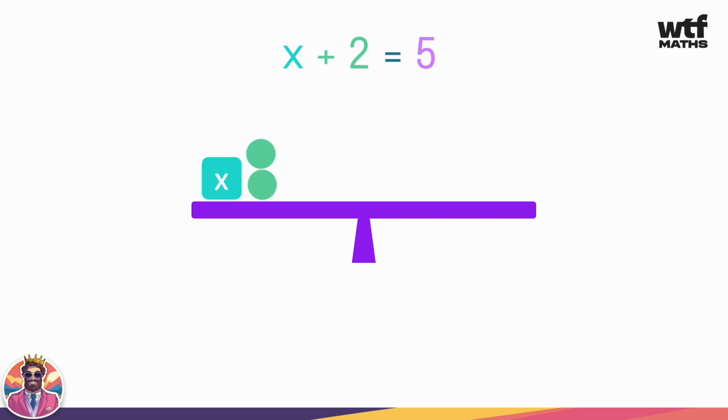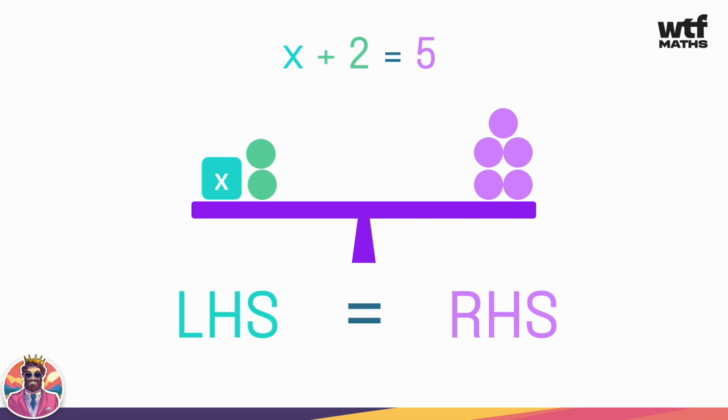So, let's see what that looks like. We've got x plus 2 circles is equal to 5 circles on the right. So a number plus 2 circles on the left is perfectly balanced to 5 circles on the right. We can say that the left-hand side is equal to the right-hand side.